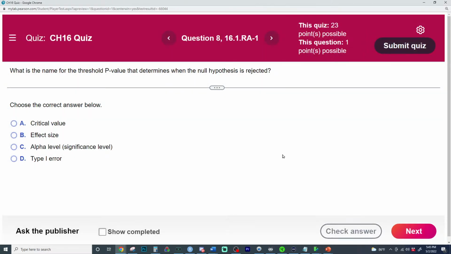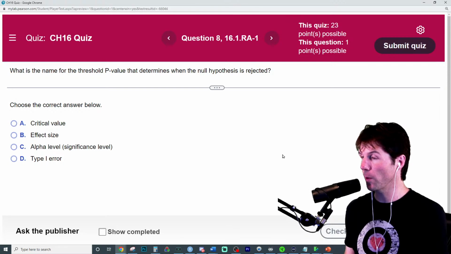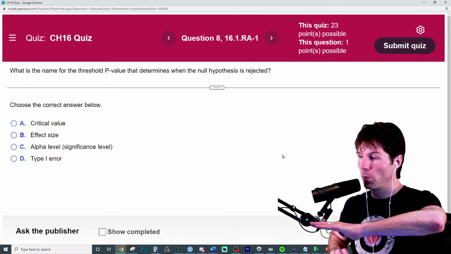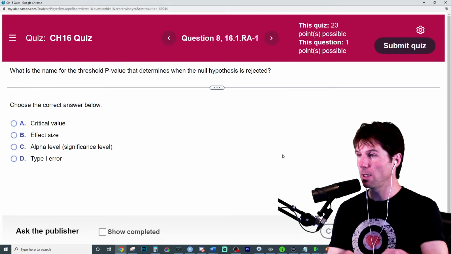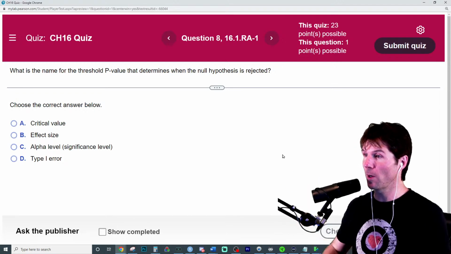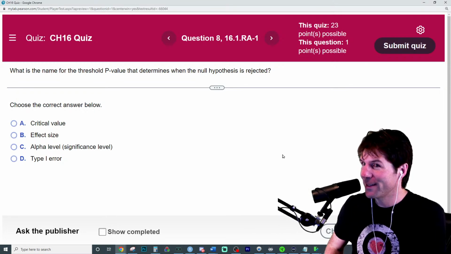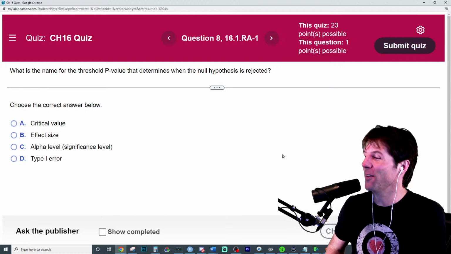And what do we have right here? What is the name of the threshold? So now we have the threshold at which we reject the null. What is that point we decide on? That is like, I'm rejecting the null here. I can just make it up, whatever I want it to be. Now, it does have to be between 0 and 1. Alpha level.